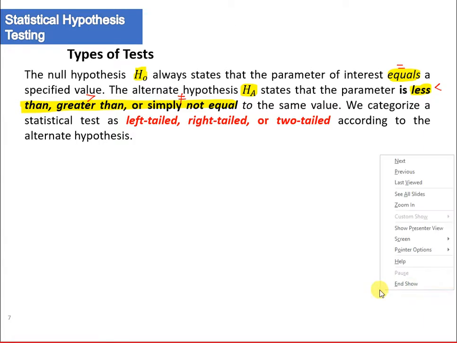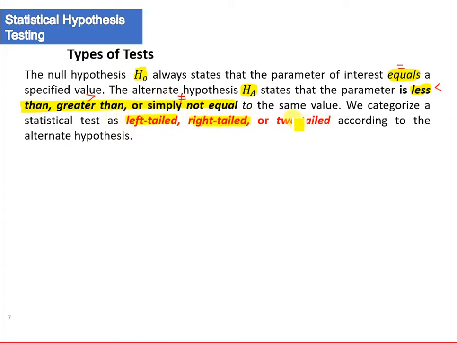Some books explain it in different ways, but it's better to follow one to avoid any confusion. So we are going to follow this one. According to this, we categorize the statistical test as a left tail test, right tail test, or a two-tailed test.